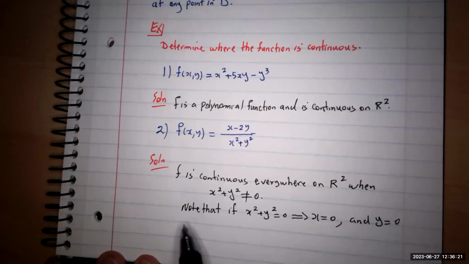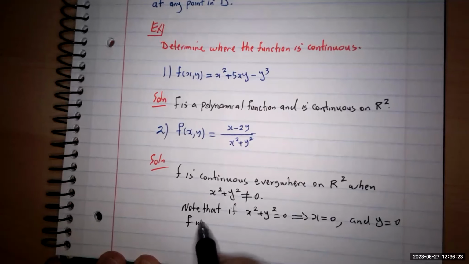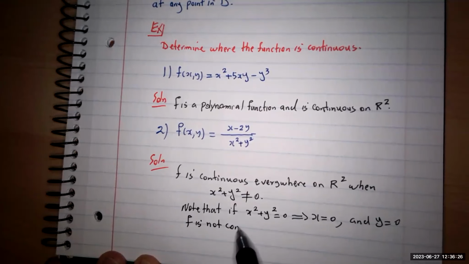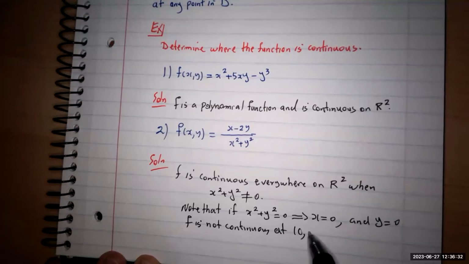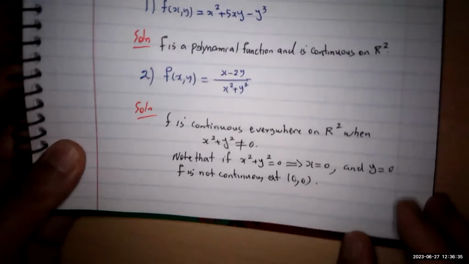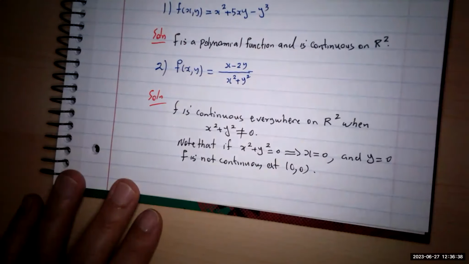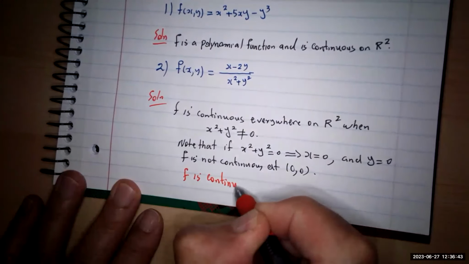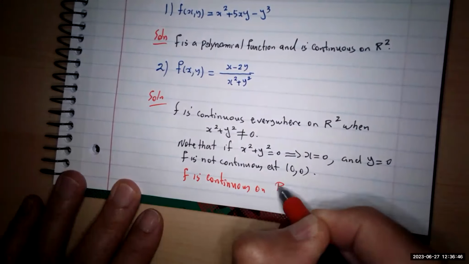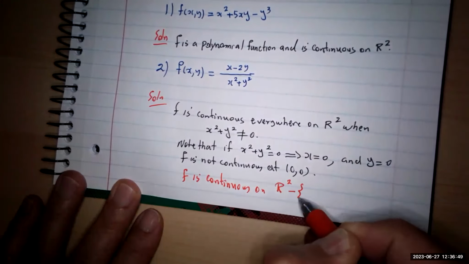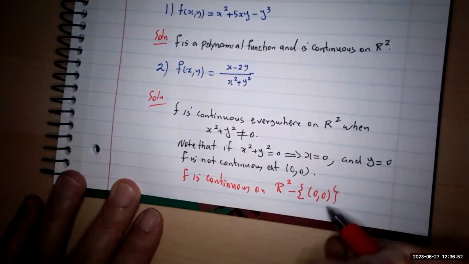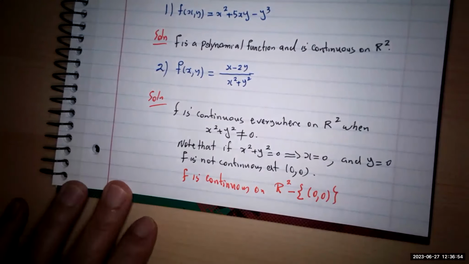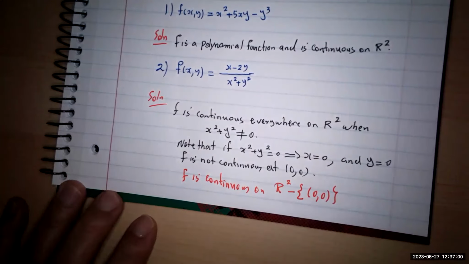So f is not continuous at 0, 0. In short, the conclusion is that f is continuous on R2 minus 1 point, the origin. It's the way we write it down. This is the notation that we use. This means every point except 0.